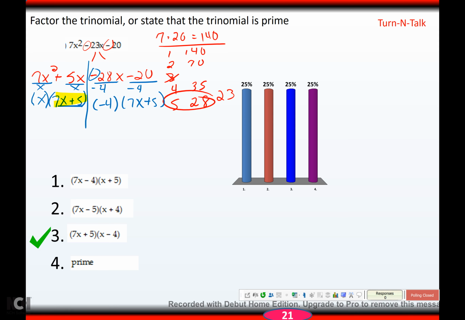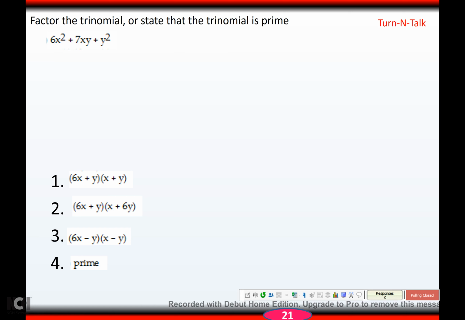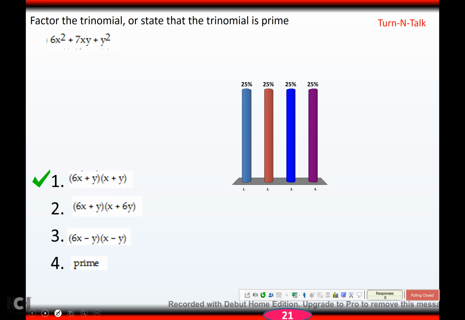My common binomial is 7x plus 5, so my GCF again, divide by 7x plus 5. 7x plus 5 leaves x minus 4. Okay? Alright, there's another one for you to practice. Make sure that you get number 1.